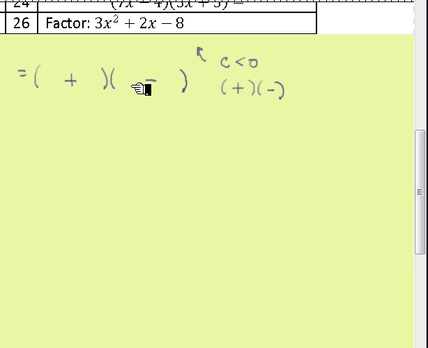In these two places, first we're going to put 2 factors of 3x squared, so that must be 3x and x. That's the only way of breaking that up.